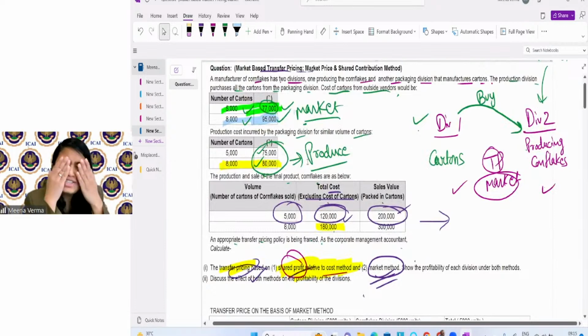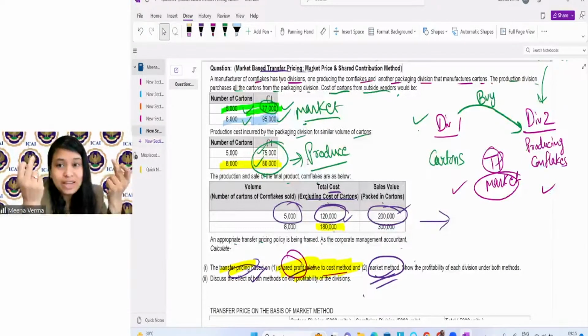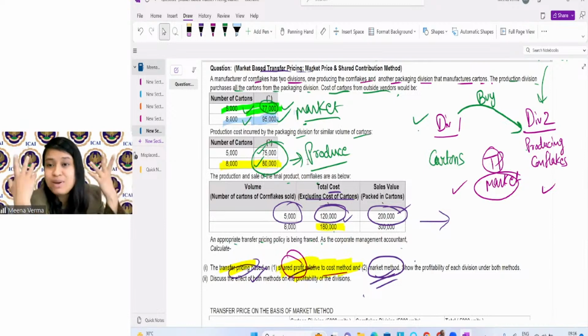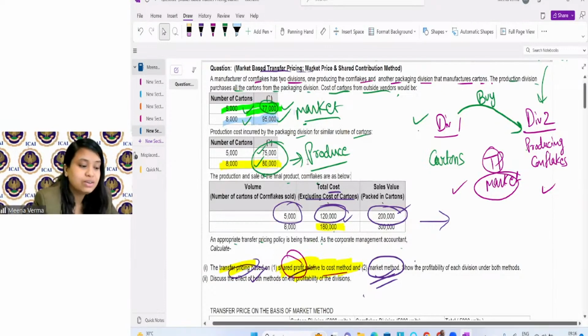I will say, such a simple question. You don't even have to apply your brain. If such a question comes in the exam, you will get marks like this, right? You can see it is so simple, not at all difficult. You just have to do some plus minus calculation. Everything is given. You don't even have to decide what should be the transfer price. It is already given that the transfer price will be this. Then what to do? Nothing. You just have to find the profit. It is such a simple question, right?